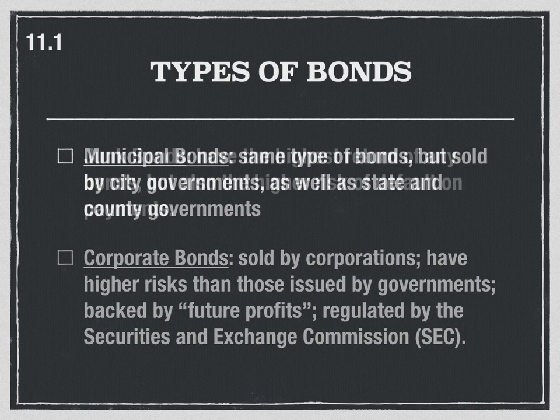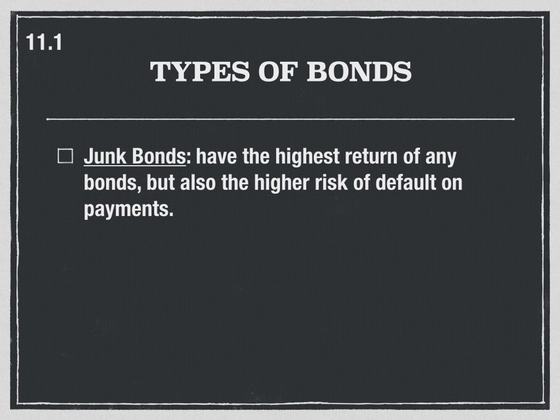Last type of bond is called junk bonds. They have the highest return of any bond, but there's also a higher risk of default on payments. Hence the term junk bonds, because a lot of times they end up just being junk. They're not worth anything, they're just paper. Okay, if you are lucky enough to trade in these and make a profit, feel lucky. These are not the most secure way to build wealth, though. So those are the 5 types of bonds.